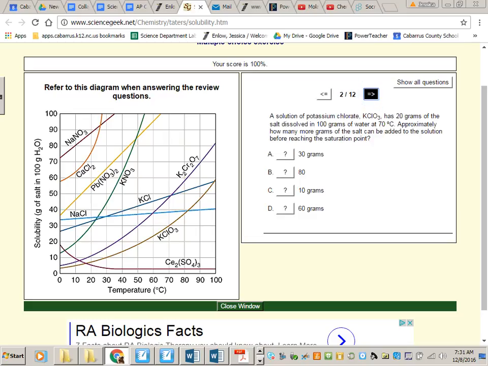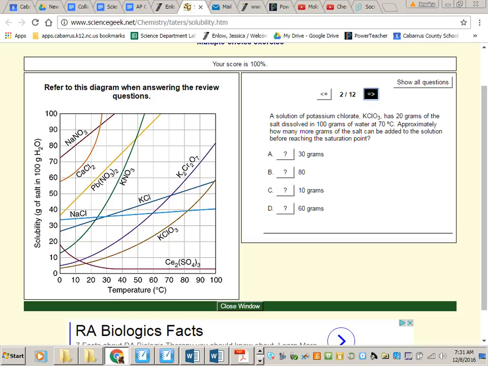Next. A solution of potassium chlorate is 20 grams of salt dissolved in 100 grams of water at 70 degrees Celsius. Approximately how many more grams can be added to the solution before it reaches saturation? So what does saturation mean on this graph? How do you know it's saturated? It's on that solubility curve line, right? Everybody look at potassium chlorate at 70 degrees Celsius and tell me what the saturation point is first.